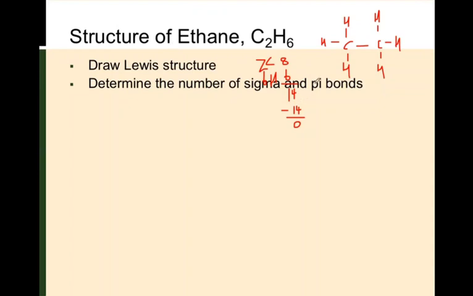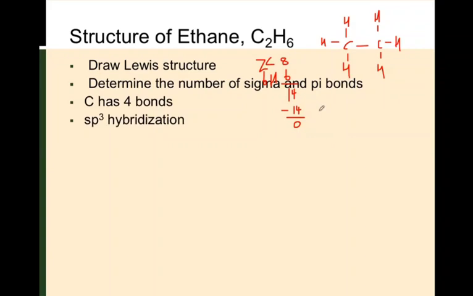We only ever have pi bonds if we have a double or triple bond, more or less. Basically everything in chemistry has some sort of exception, but for the purposes of this class, there are going to be no pi bonds without a double bond. There are no double bonds here. They're all single bonds, all sigma bonds. There are no pi bonds in this molecule.